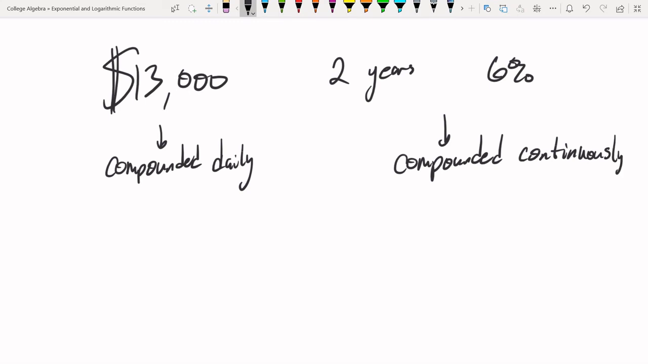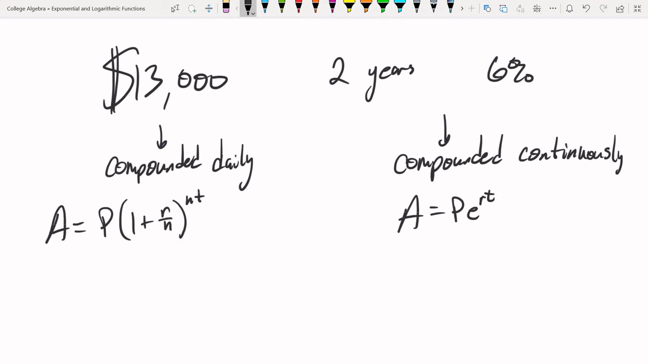Continuously. So which one has more after 2 years? Well, compounding daily, we're going to use our first formula, P times 1 plus r over n to the nt. And compounding continuously gives us P e to the rt, or Pert for short.